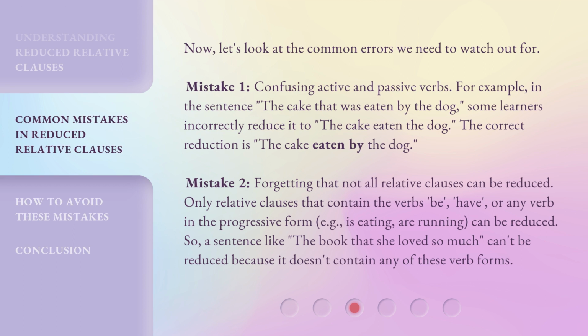Mistake 2. Forgetting that not all relative clauses can be reduced. Only relative clauses that contain the verbs be, have, or any verb in the progressive form, e.g., is eating, or running, can be reduced. So, a sentence like, the book that she loved so much, can't be reduced because it doesn't contain any of these verb forms.